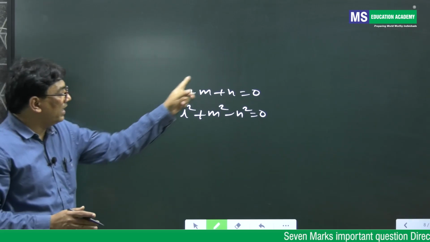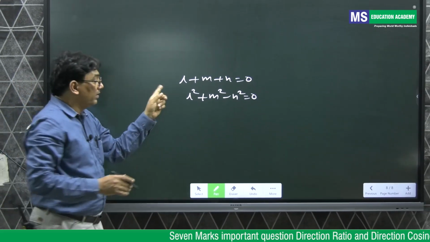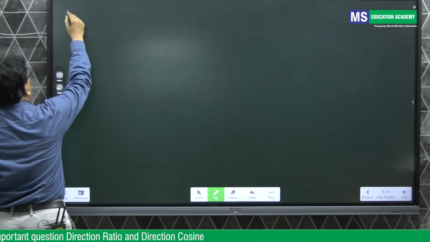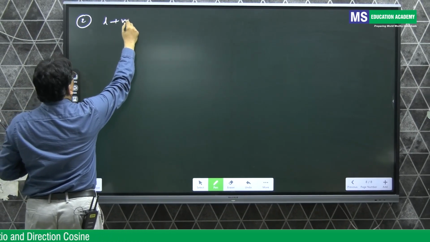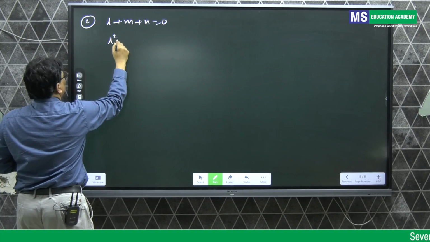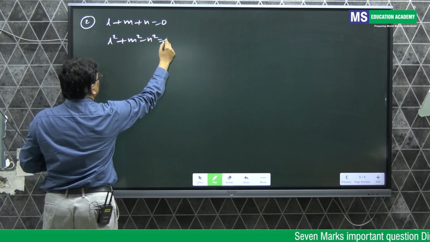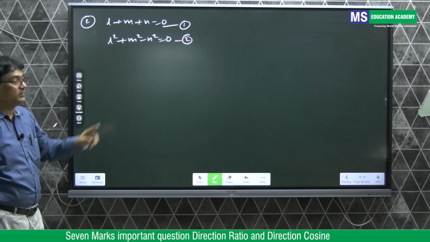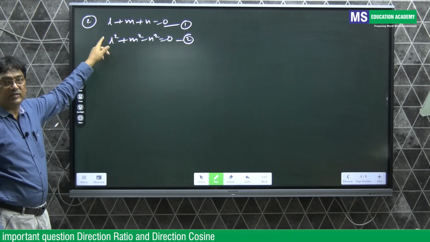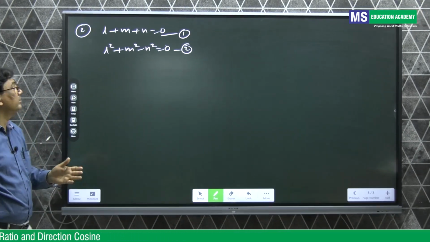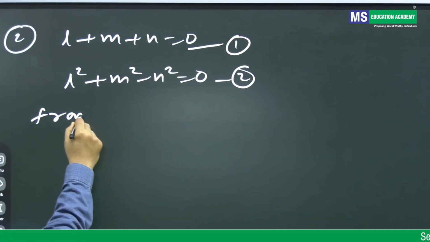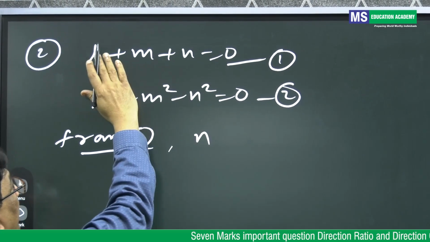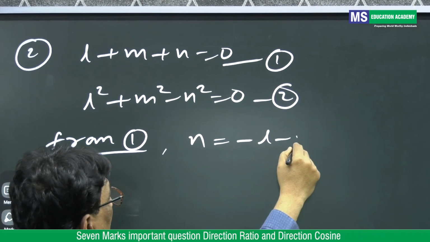Okay, now to calculate these types of problems, first the second model. L plus M plus N equal to 0, L square plus M square minus N square equal to 0. Two equations are given, and we have to solve them and calculate the values. Solving method: from equation 1, take any one letter. N is equal to, taking these two to the right side, minus L minus M.